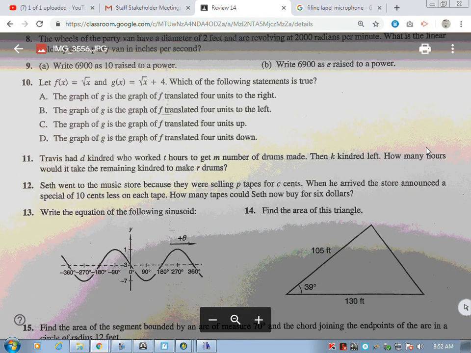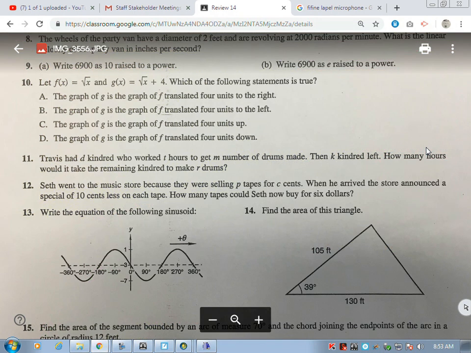9. We want to write 6,900 as 10 raised to a power. Okay, how do we go about doing that? Okay, so we want Ln 6,900. What does that equal?